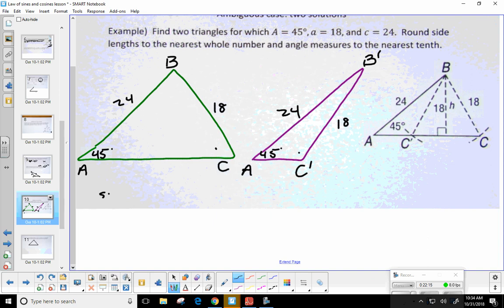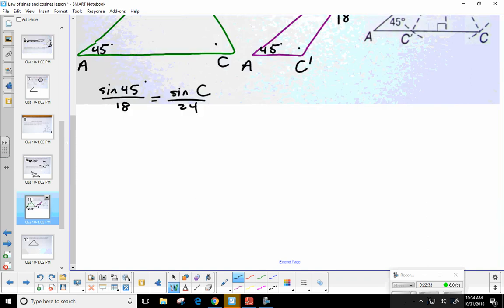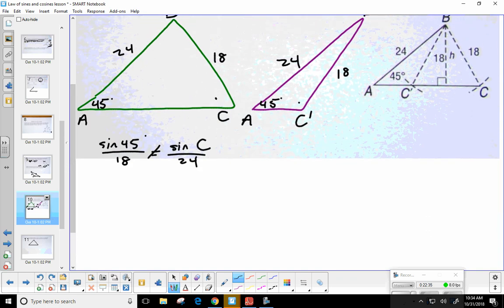Sine of 45 over 18 is equal to sine of C over 24. Will I need to take the inverse? Yes, because we're trying to find an angle measure. If we cross multiply, I'm going to go straight into it. So angle C should equal the sine inverse of 24 times the sine of 45 all over 18.